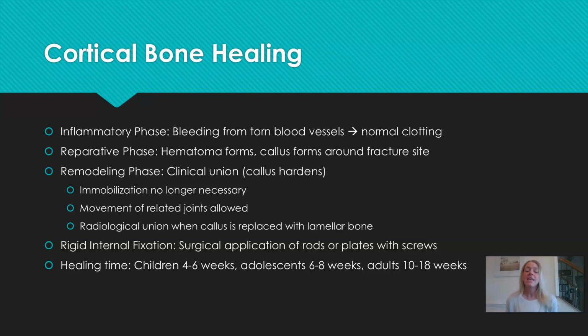In the remodeling phase, that callus is actually going to harden. That's considered to be clinical union when the ends of the bone are now reconnected together. So that's usually when immobilization is no longer necessary. So they'll take off the cast. You'll start to be able to do more movement at the joint. And then radiologic union happens when the callus is actually replaced with lamellar bone. So that's going to take a little bit longer. You might see some rigid internal fixation. That is going to be when they go in and they do surgery to put rods or pins or screws or something in the bone to kind of hold it together.